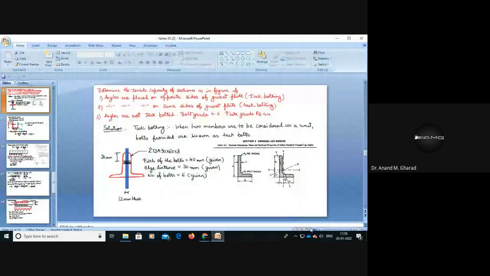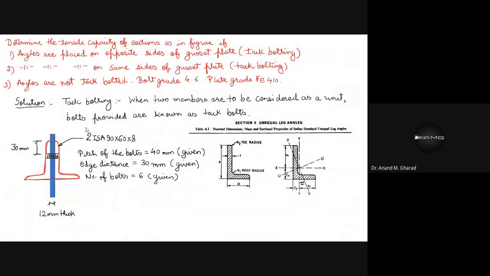Okay, I will continue. And if the angles are not tack bolted, fine. The bolt grade is 4.6, and the plate grade is given as Fe410.